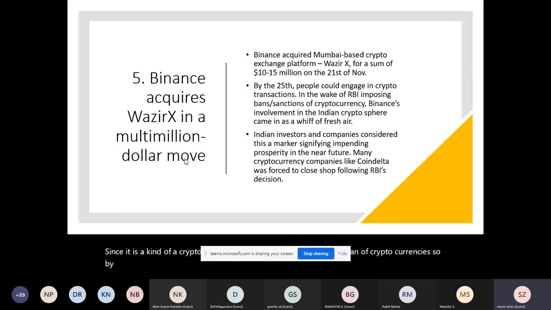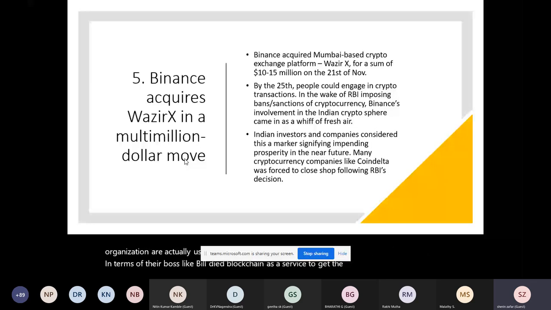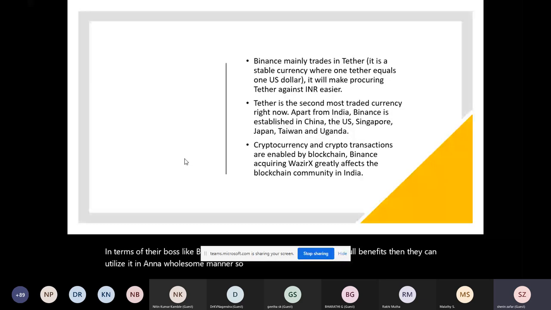So it's important to understand that a lot of organizations have started doing work, although that work is still in its growing phase. But the work has not only started in one organization; a lot of organizations are actually using blockchain in terms of their BaaS, like blockchain as a service, to get the full benefits. Then they can utilize it in a wholesome manner. So talking about these types of organizations, they are connecting with China, US, Singapore, and other countries to actually get the most of those blockchain features.